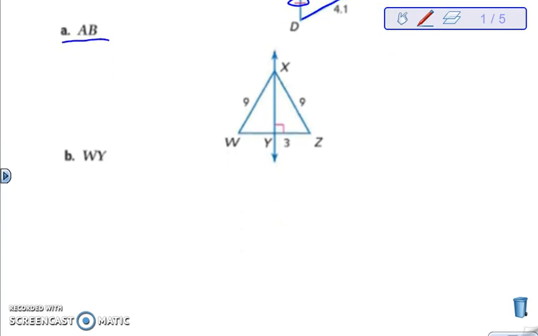For part B, we're looking for WY. Well, again, we have two matching sides here. We have our right angle. So that means that this segment right here has to match this one right here because the base of the triangle, once again, is split in half. So if we've got 3 on the right, we've got to have 3 on the left. Therefore, WY must equal 3.